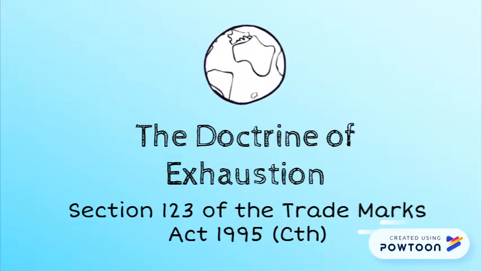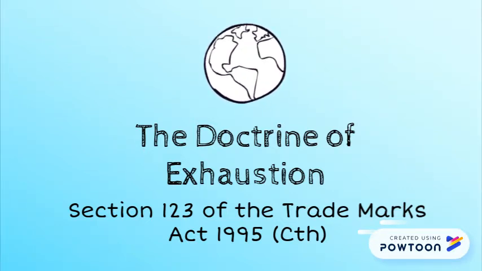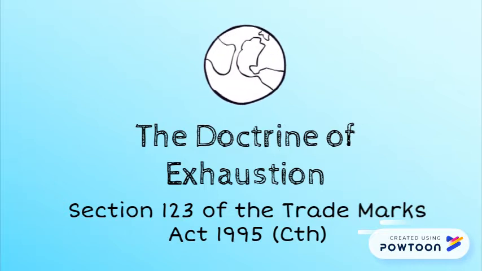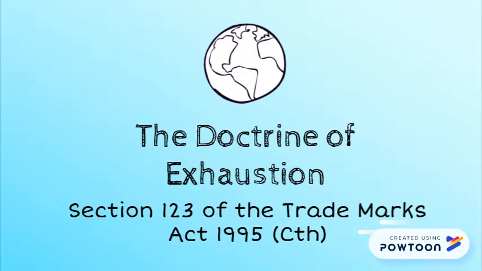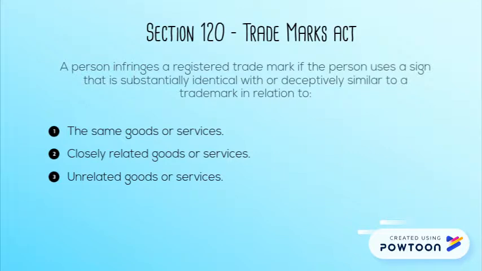During this video, we will be exploring the doctrine of exhaustion, which is a defense to trademark infringement under Section 123 of the Trademarks Act 1995. Firstly, for clarification, let's look at what constitutes an infringement under the Trademarks Act. The relevant provision that holds this information is Section 120. It essentially provides that there are three ways in which someone can infringe a trademark.